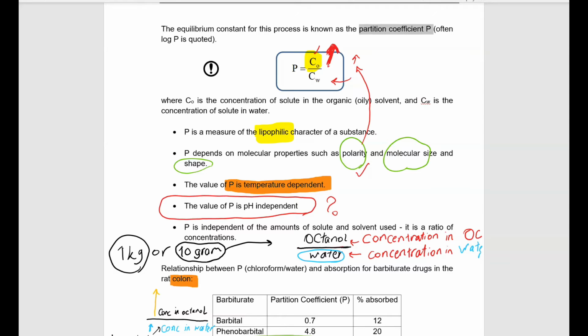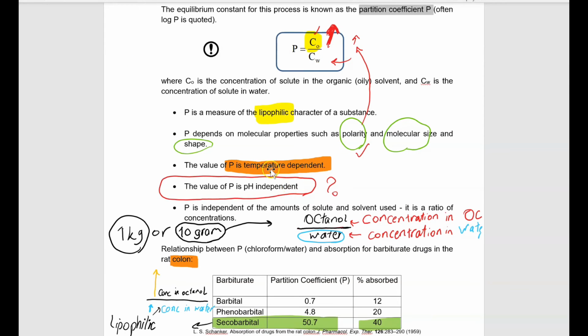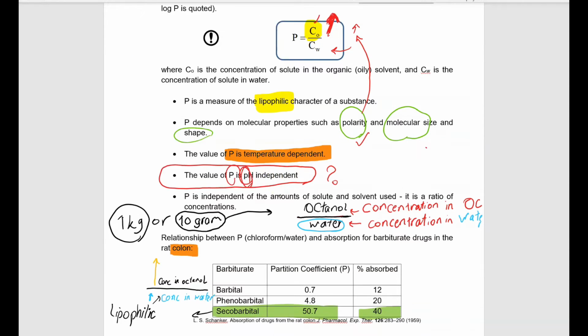Size of the molecule is important, and shape of the molecule is important. The value of P depends on the temperature. If you warm the solution, many of the molecules can be dissolved better and easier. The amount of solute and solvent doesn't affect these two ratios. Why? Because these two ratios are concentrations.